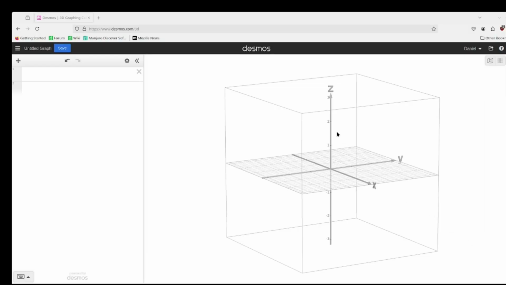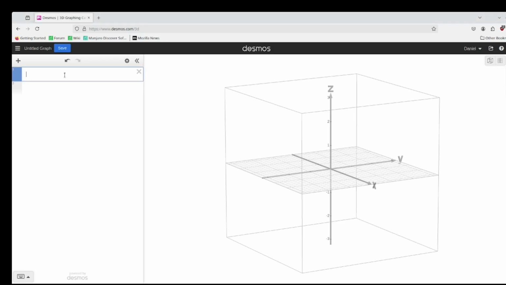Hey everyone, in this video I'm going to show you how you can graph 3D parametric equations in Desmos. The motivation for this is that it's a lot easier to transform graphs with parametric equations than it is with your normal Cartesian equations. In this video, I'm going to introduce you to them, and in the following video, I'm going to show you how you can translate them and also rotate them.